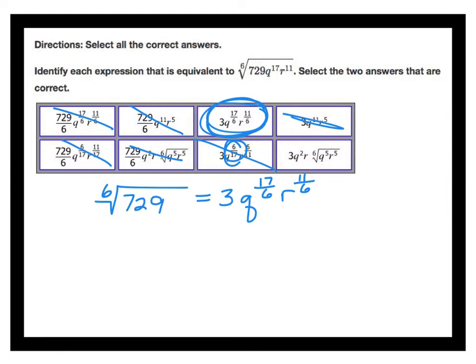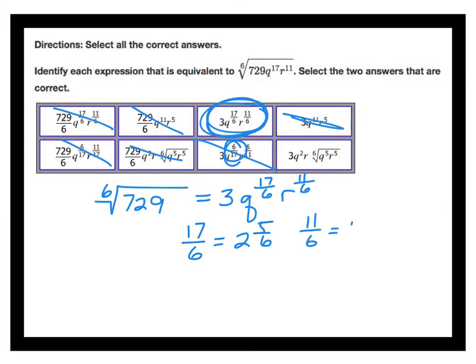But let's look at this last one. Could that possibly be correct? Well, let's do what we did on the previous question. We have our 3. Let's simplify these fractions that we have as exponents, these rational exponents, because that means fraction. When they say rational, they really mean fraction. So 17/6, let's get the right tool. 17/6 is equal to 2 5/6.